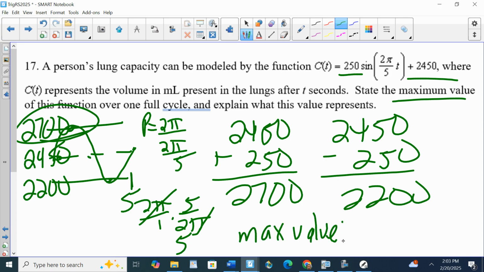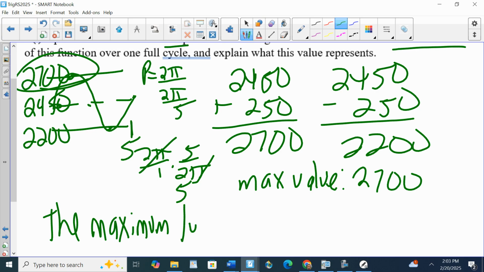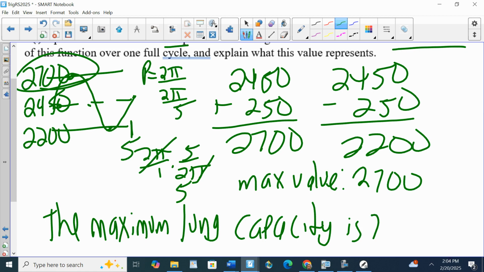It does say, explain what it represents. Well, Y represents a person's lung capacity, so the maximum capacity is 2,700 milliliters. Maximum lung capacity is 2,700 milliliters. So if it's asking for a minimum or a maximum or period or something relating to the period, draw a little picture. Once you have your little picture, you'll have the information that you need.